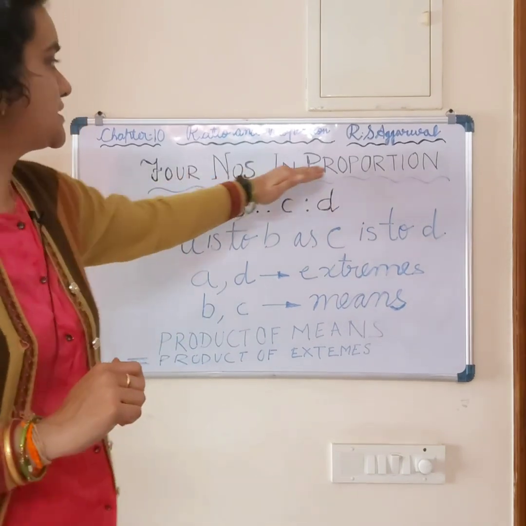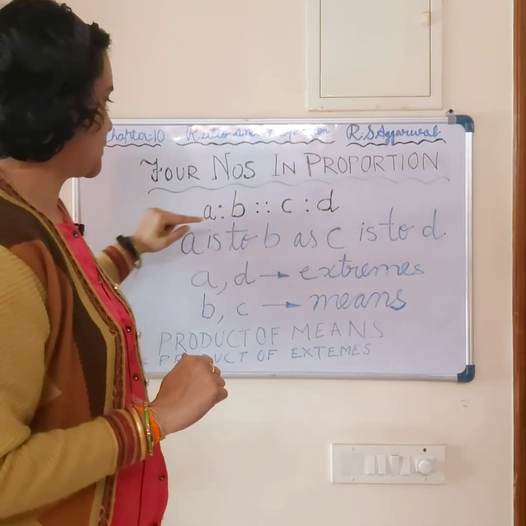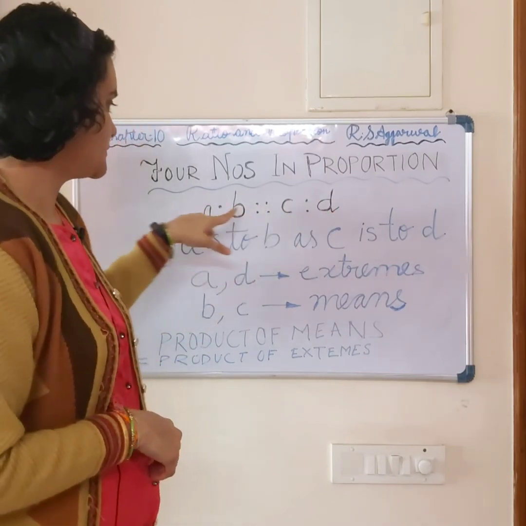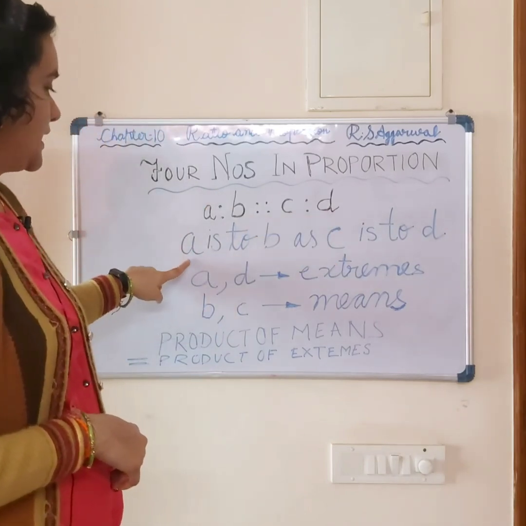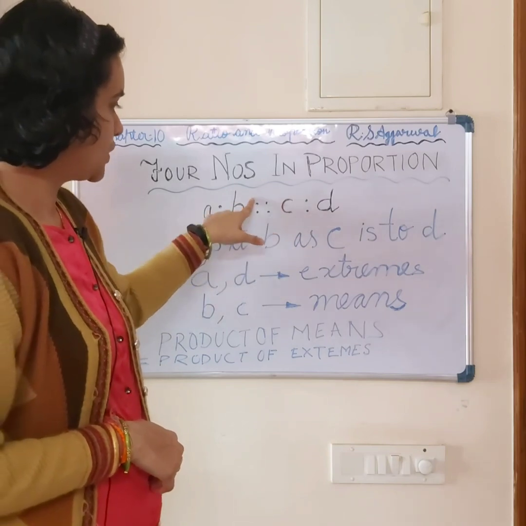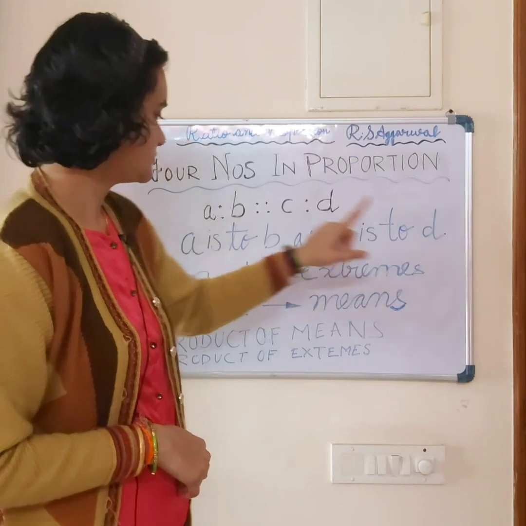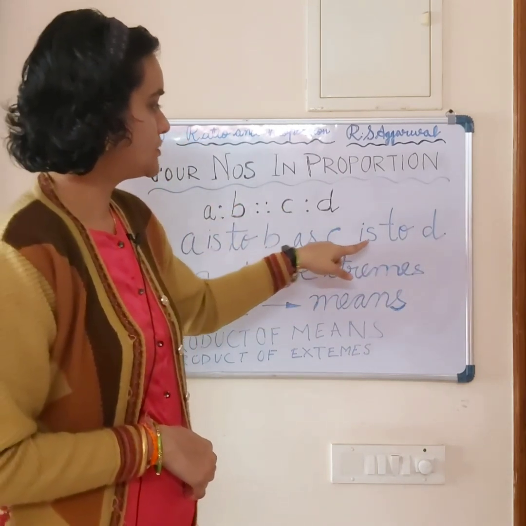So four numbers in proportion. Suppose these four numbers are in proportion. Then how do we read it? We first write it in mathematical terms. We write the proportion like this. And उसे कैसे पढ़ते हैं? A is to B as, these two colon marks are read as, C is to D. Again I am saying A is to B as C is to D.